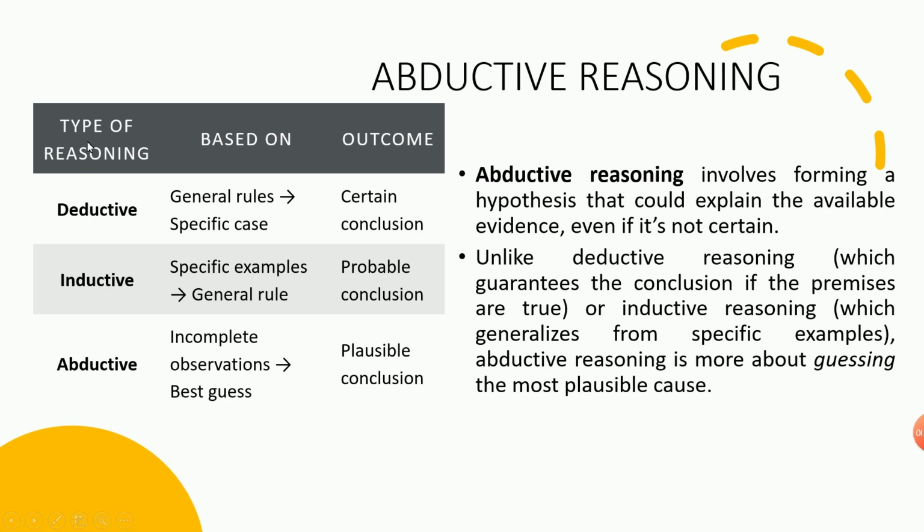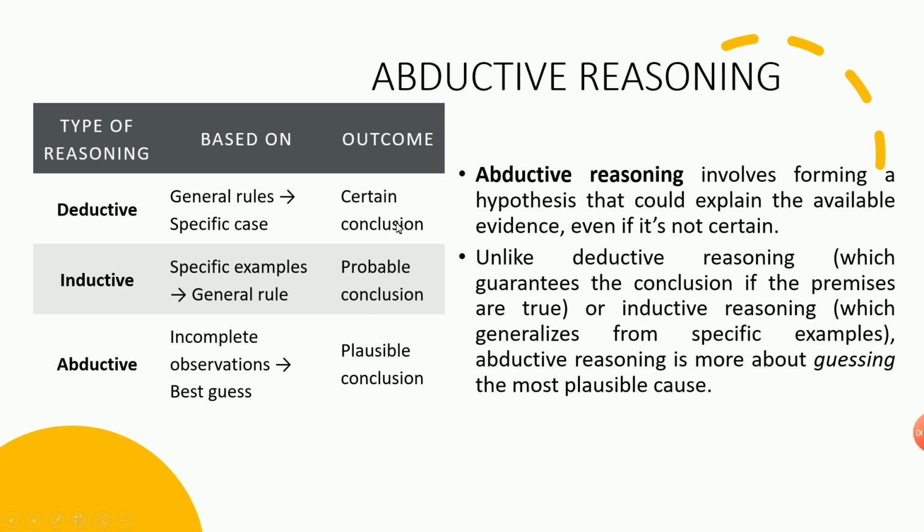So here you see that we have given the three things. Based on general rules, we are arriving at a specific case, that is deductive reasoning. So a certain conclusion is attained. In inductive reasoning, specific examples are given. Based on those examples, we are forming a new rule, so forming a general rule, we are generalizing it. So that is a probable conclusion.